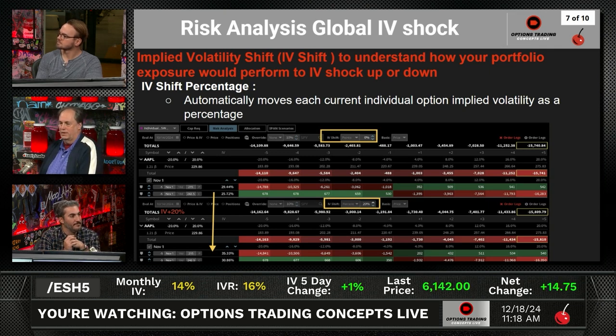Yep. Okay. IV shift is just moving everything by the same implied vol move. Let's say VIX right now is like 15, and we want to do 50% of the VIX, so 7.5 points. You can go in there, choose IV shift, and go 7 points. It'll move each individual implied vol 7 points. So if your implied vol is 30, it goes to 37. If your implied vol is 40, it goes to 47.